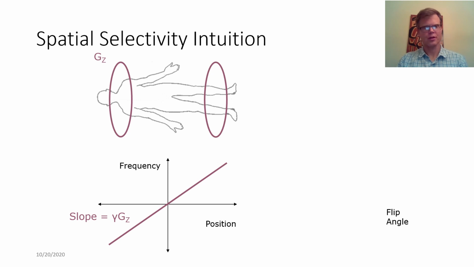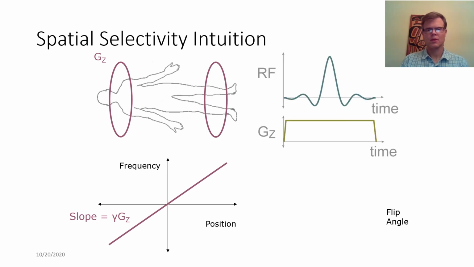I'm going to show a picture here that I think is helpful for gaining intuition about how this works. So here's a picture where we've turned on a magnetic field gradient, in this case GZ. We create this relationship between magnetic field or frequency as a function of position. And so we turn on our RF pulse during this magnetic field gradient.